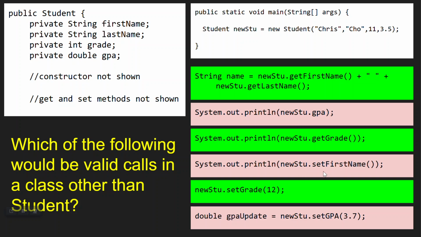You do not need to put set methods in print statements. So this one is incorrect. And you also don't need to store set methods in variables. So this one is incorrect. And then down here, you can't just print out newstu.gpa, which is a reference to the data type, or the instance variable. You have to say newstu.getGPA in order to have that in a print statement.